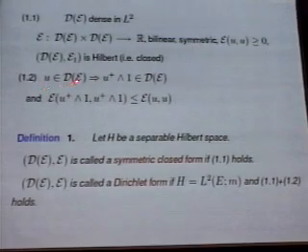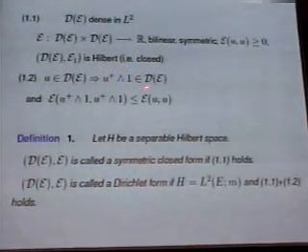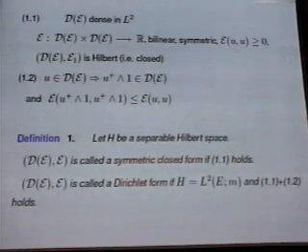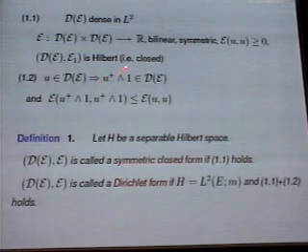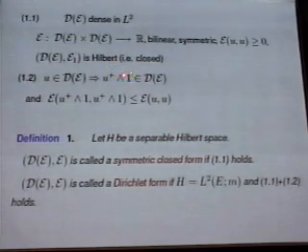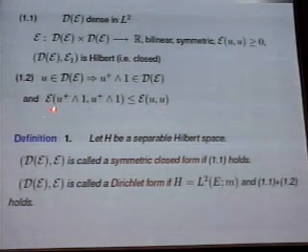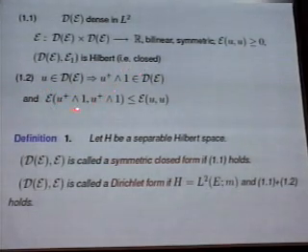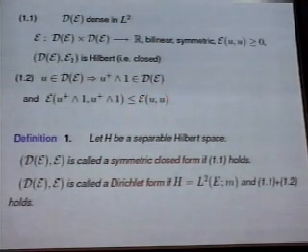And another property is that for any element in the domain of the bilinear form, you take its positive part and you truncate it by one, then it will still be in the domain. And also this bilinear form will be not greater than the original one.